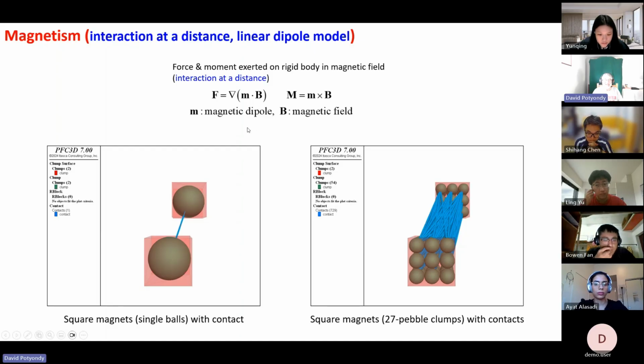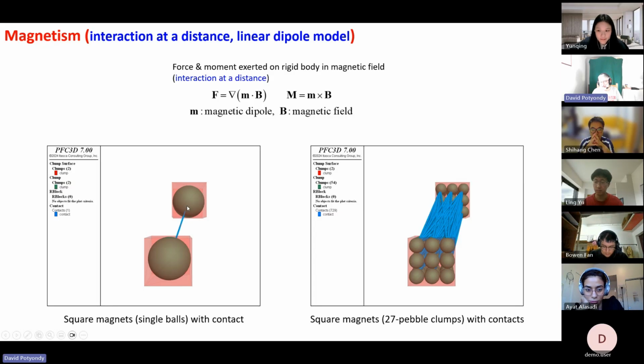And so now we have magnetic dipoles. Each of these particles at their center is considered a magnetic dipole. And this is a magnetic field. And here's the magic equation. This is the force between the particles. This is the moment between the particles, right? And so you implement that in the contact model, linear dipole model. And so now watch this. If you have two of them, it behaves just like two little magnetic balls.